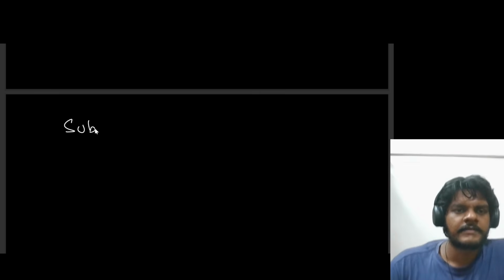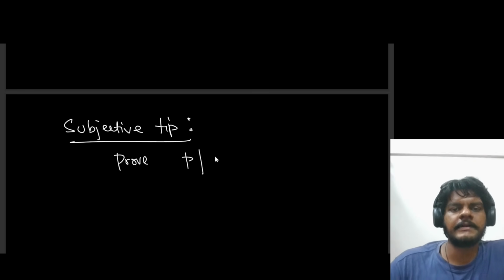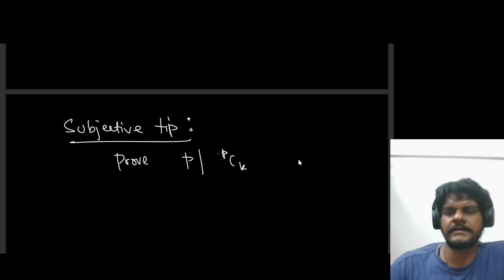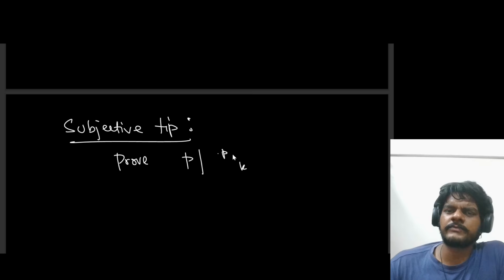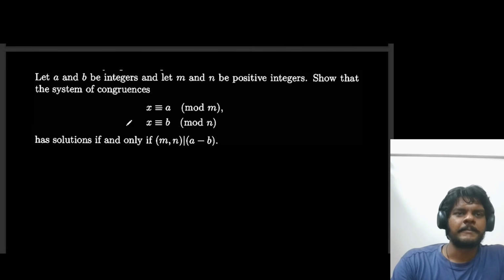The only thing which we need to prove, the subjective tip, is that p divides p power k. Maybe you don't even need to prove that, because you already have p power k, so this is not needed to prove. That's just such an easy question in that sense. Why is that given as a subjective question? Anyways, let's go to the next question.